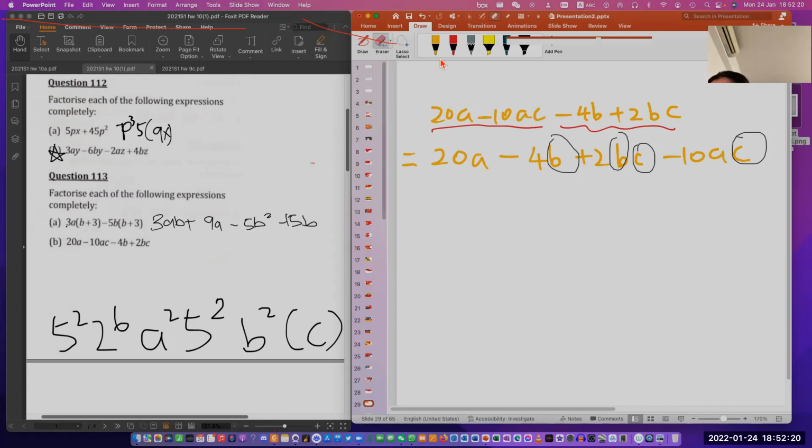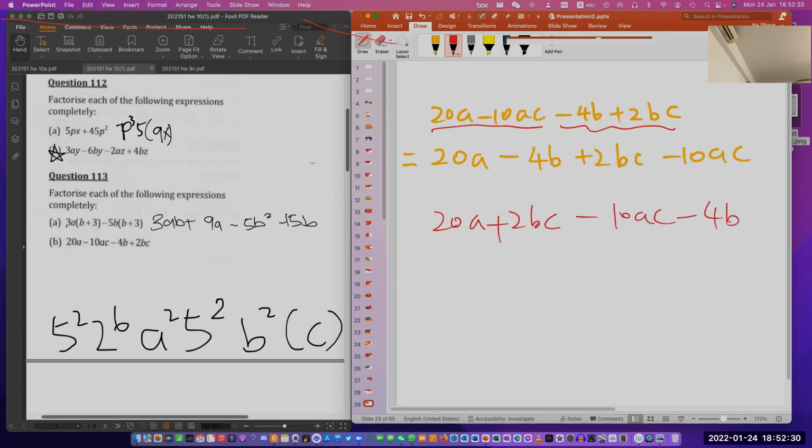Okay, what about this? Can I do it this way? 20a plus 2bc minus 10ac minus 4b. Can I do it this way or not? I think the answer is yes. The answer is yes.